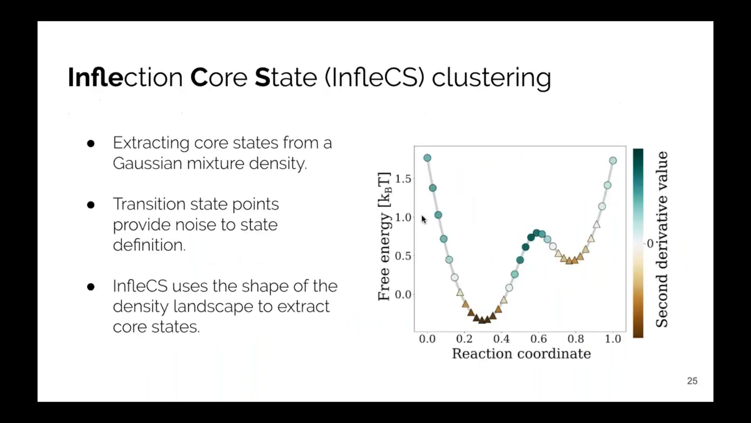So InfleCS uses Gaussian mixture model density estimation to get that free energy landscape or the density landscape. Gaussian mixture models are pretty good at estimating densities because they estimate the density globally using all the data points, and they don't use local basis functions. Also it's continuous, so this makes it more stable in regions which are sparsely sampled. Then we use that together with model selection, for example cross-validation or the BIC criterion, and then we use the estimated density to extract the core states. If that answers.